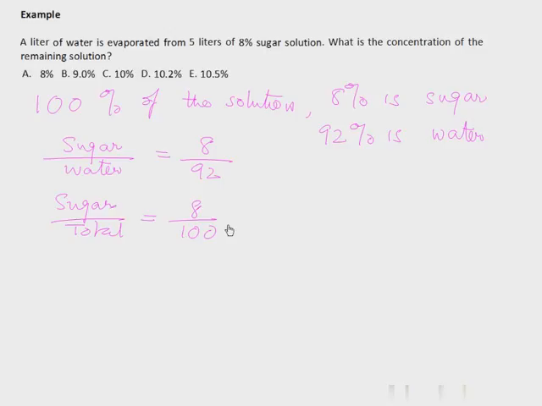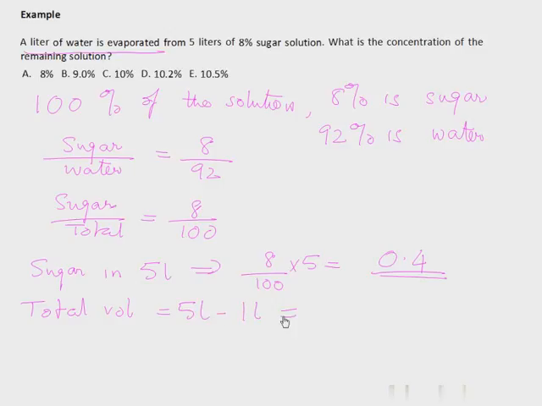We have 5 liters of the solution. So let's find out how much is sugar. So sugar in 5 liters would be 8/100 times 5, which is equal to 0.4. So the amount of sugar in the 5 liters is 0.4. Now I evaporate 1 liter of the water. So what's the total volume now? The total volume now is equal to 5 liters minus 1 liter is equal to 4 liters. And the sugar is still 0.4. No sugar has been lost, only the water has evaporated.